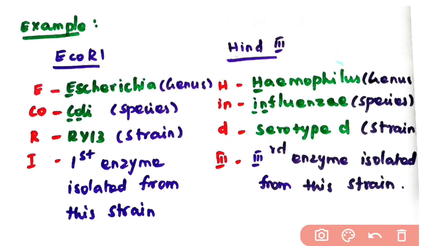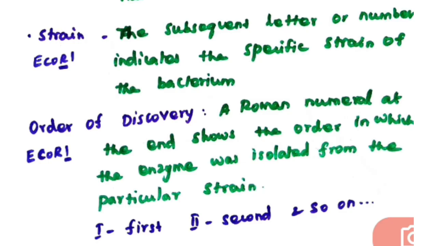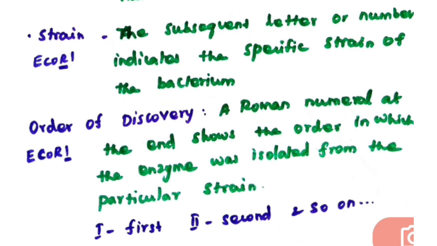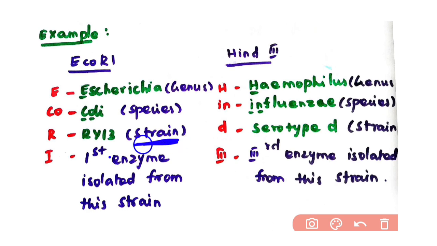If you consider another example, HindIII, which is isolated from Haemophilus influenzae, the first letter is the first letter of the genus Haemophilus, and the next two letters, in, are the first two letters of the species influenzae. Then the subsequent letter or number indicates the specific strain of the bacterium. Here the specific strain of the bacterium is R. So the third letter is the specific strain, and here R comes from the strain RY13. In HindIII, d is the strain serotype d.